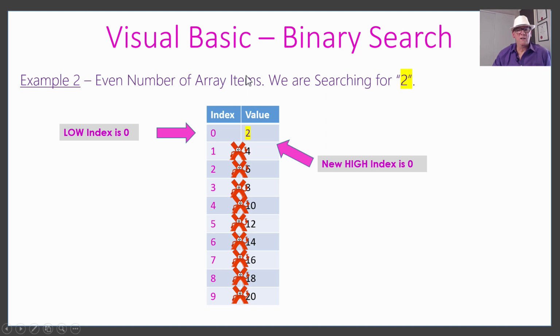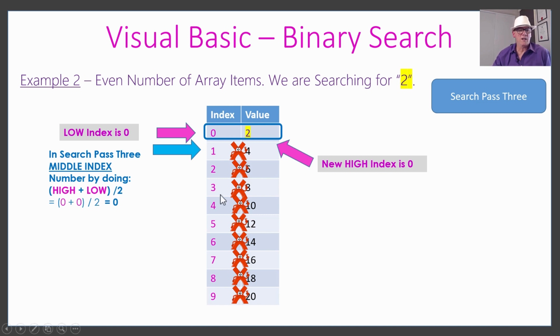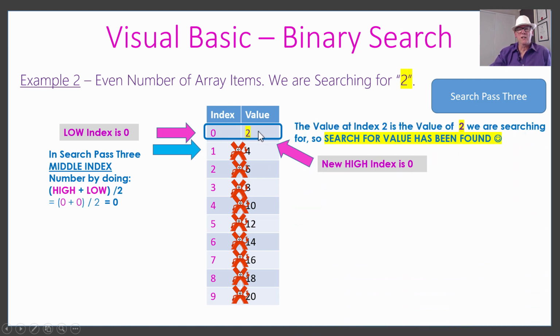So the low index is at 0, and we've crossed everything off and moved our high index up 1. So it's now at 0 as well. Both of them are at 0. When we do search pass 3 and add those together and divide by 2, 0 plus 0 divided by 2 is just 0, which tells us we must be located here. And when we check what's in there, at index position 0 is the value of 2.